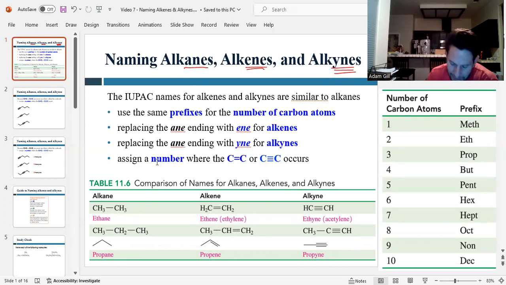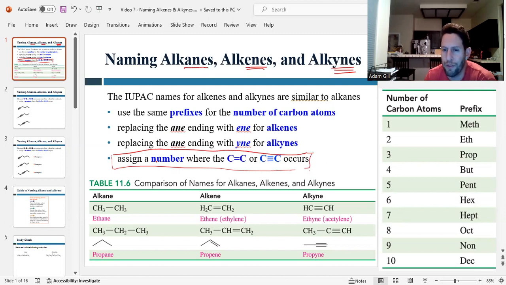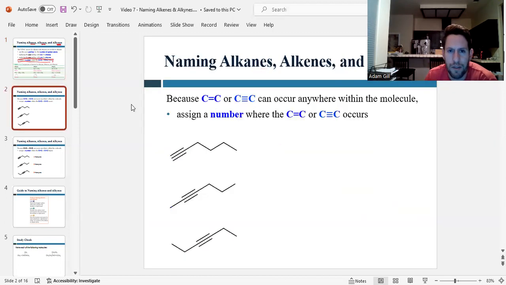Now, this last point doesn't really come into play unless you have more than 3 carbons. So let's take a look at these molecules here. Each of these molecules has a number of carbons. So let's number it. 1, 2, 3, 4, 5, 6. And so we know that this is going to be hex because there's 6 carbons. And there's a triple bond, so this will be hexyne.